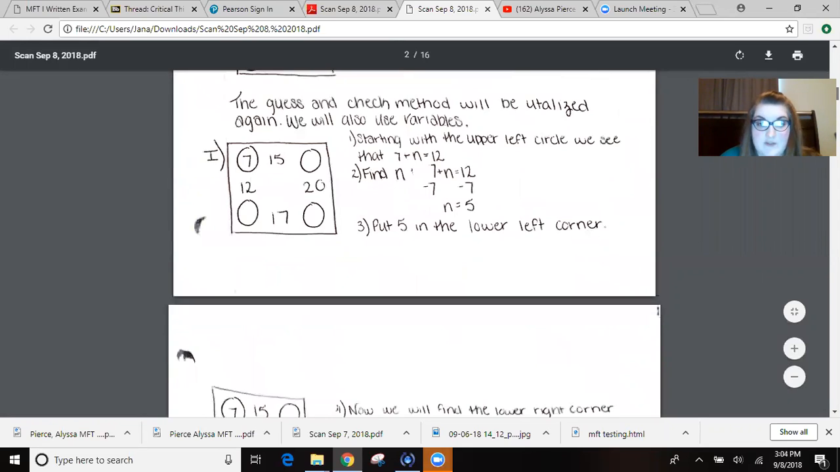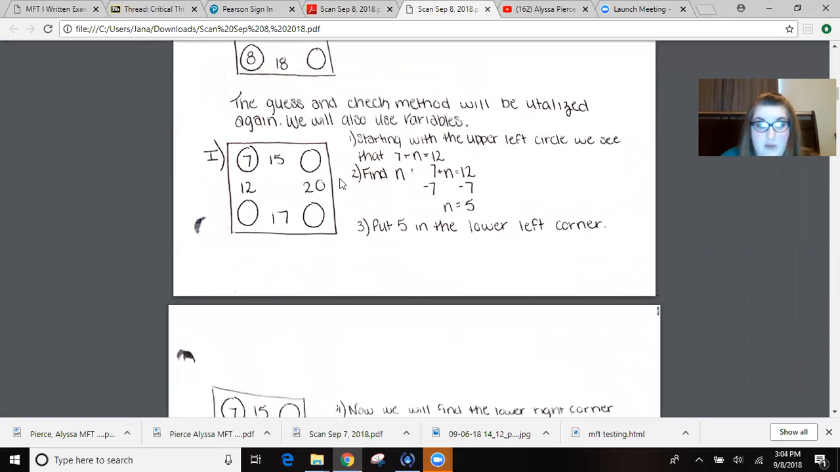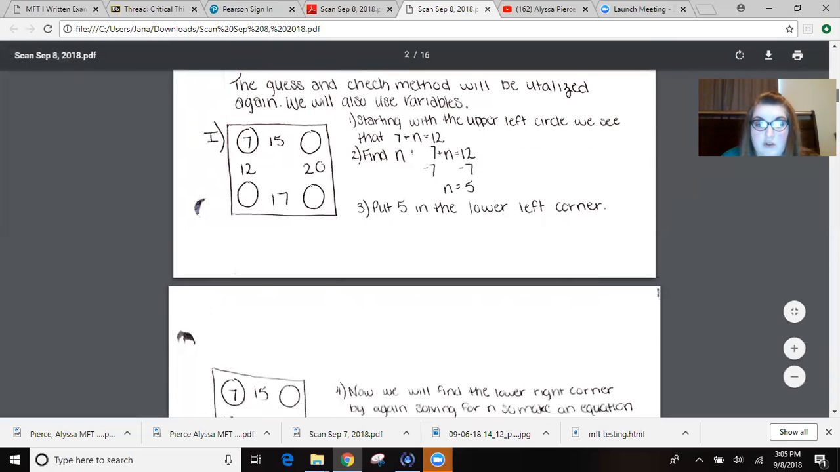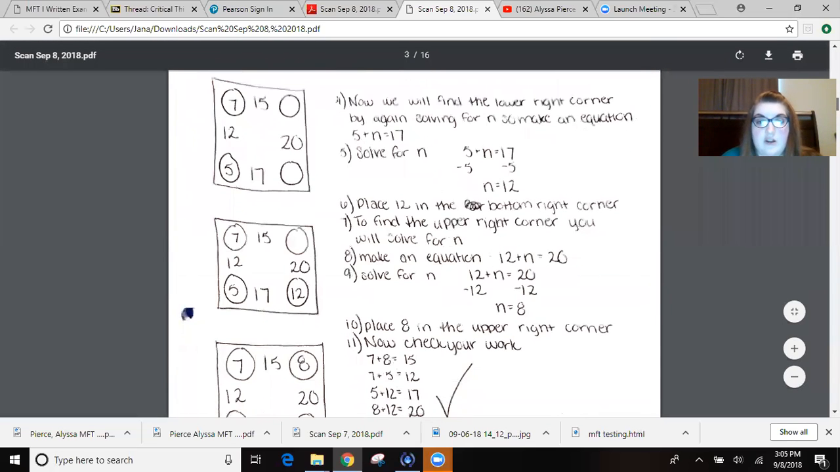What I mean by that is if you start in the upper left circle right here, you can deduce that 7 plus n would equal 12. So you're solving for that empty circle. So you're just going to solve for n right here. You're going to isolate your variable like you always would to find that n equals 5. And then you would put 5 in your lower left-hand corner. Now you're going to find the lower right-hand corner again by solving for n. 5 plus n equals 17. Solve for n, you'd find n equals 12.